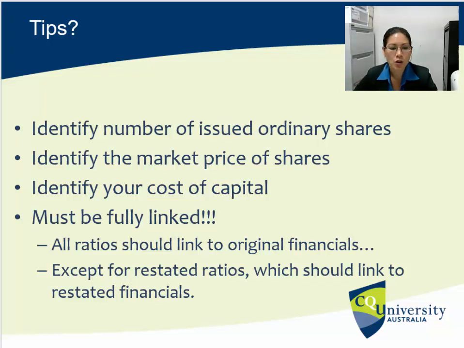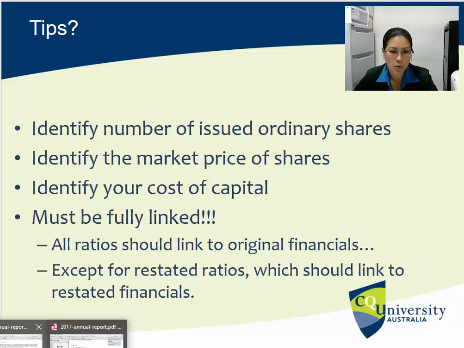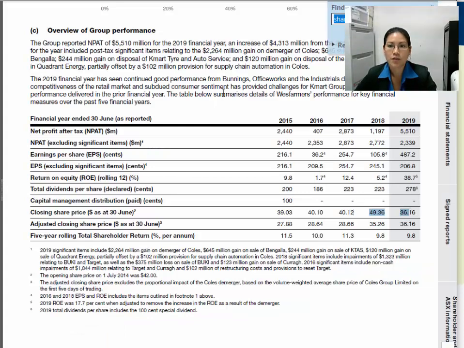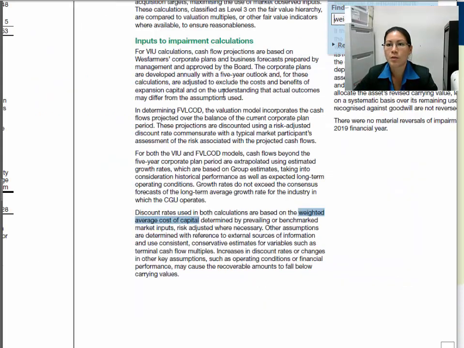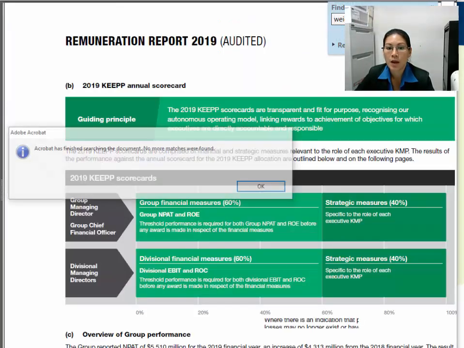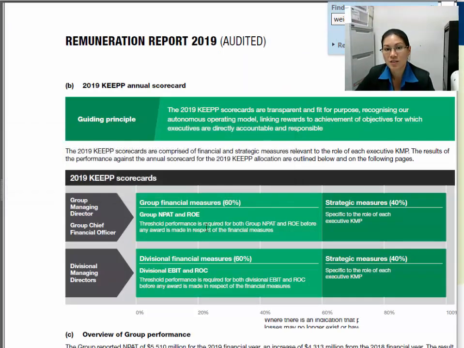So if you can search your company's annual reports for a weighted average cost of capital, you can use that. Let's search for weighted average cost of capital and see what comes up. Wesfarmers actually does have a weighted average cost of capital because they use it, but they don't disclose it anywhere. Well, not in the 2019 report.